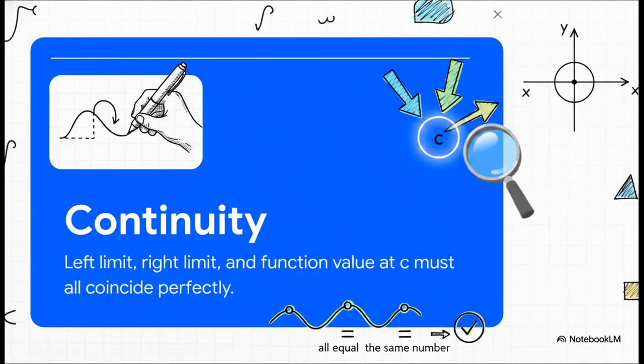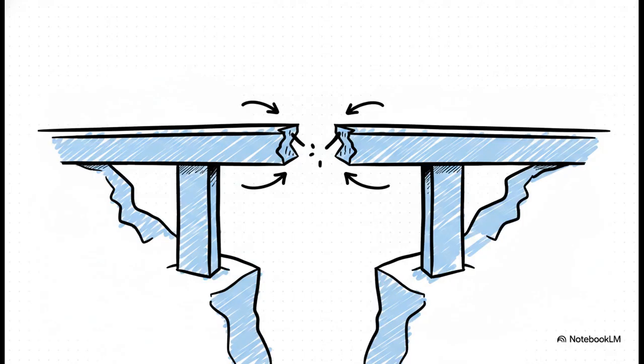Okay, so the crucial point here is how we translate that visual Penlift test into rigorous mathematics. To pass the test mathematically at any specific point, let's just call it C, three things must happen. Our approach from the left side, our approach from the right side, and the exact actual destination point must perfectly align. If they all equal the exact same number, boom, the path is connected. When we compare that left-hand limit with the right-hand limit, we're essentially checking if the two sides of the road actually meet up. Any mismatch here means your pen absolutely has to lift.